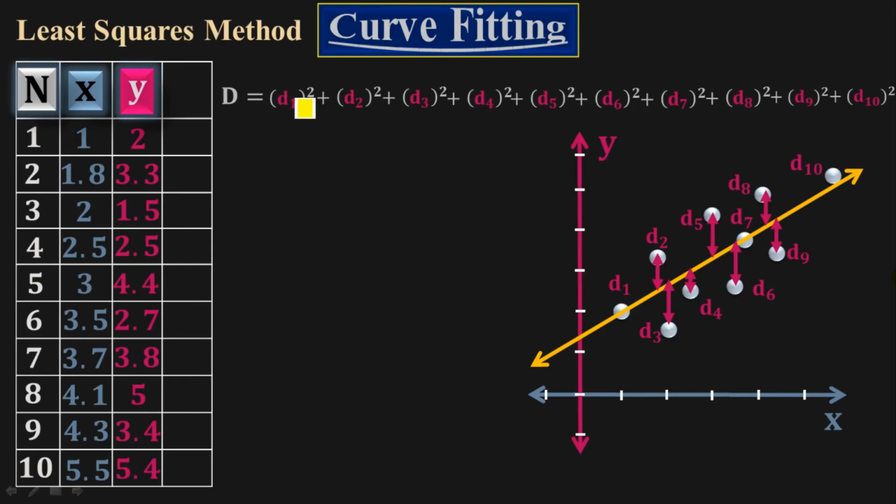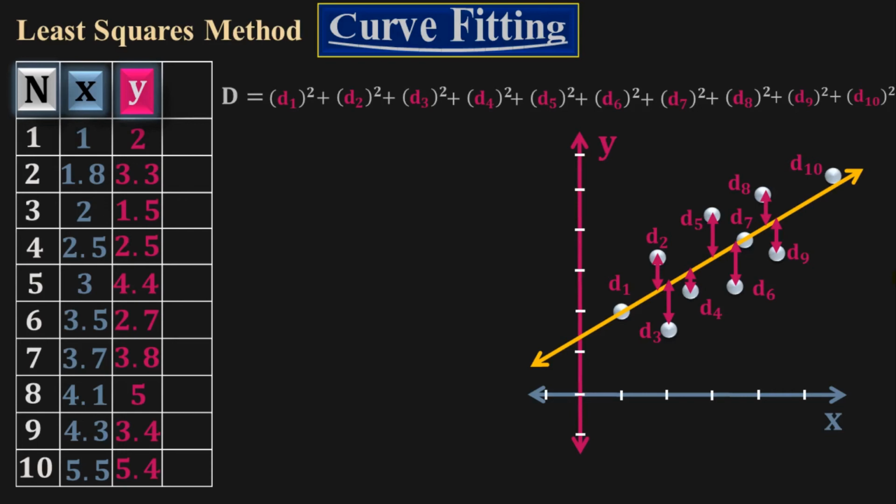When you add the squares of all the distances, and at the end, if you get the least value, that will be the perfect fit. The more perfect fitting you have for the curve, the less value you will have for the D. That's why we call it least squares method. I hope it is clear now why we call it least squares method.